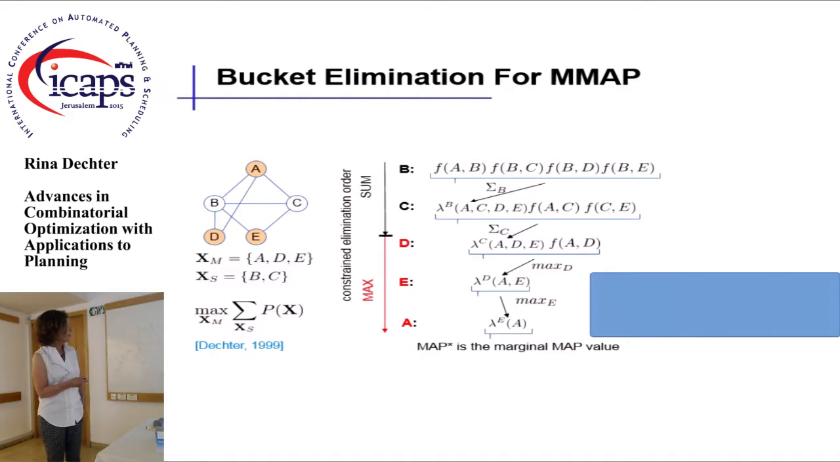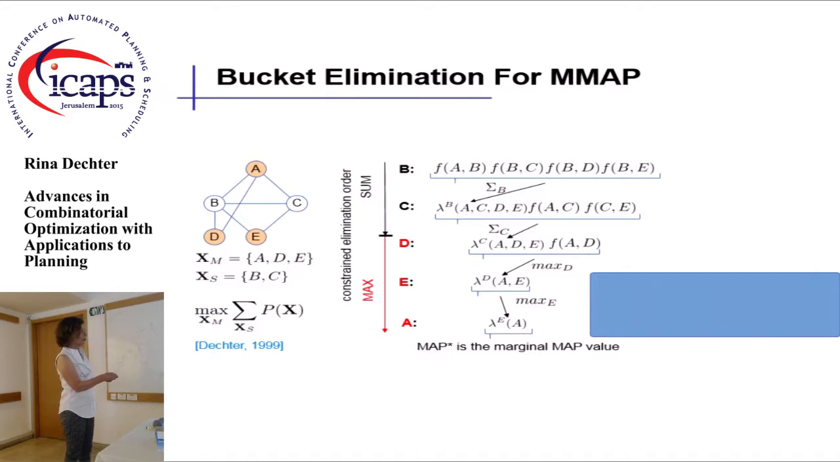But so here is what would be bucket elimination for marginal map. We are now talking about the problem, and here is an illustration. If I have this graphical model, I have two sets of variables: the maximization variables that I'm interested in, A, D, and E, and the rest of the variables, the summation variables that I want to marginalize. I want first to sum out the summation variables, and then to maximize over the rest. This algorithm is very well known. All we have to make sure is that the summation variables appear first. We have to sum out these variables first, so the order that we must use is restricted.